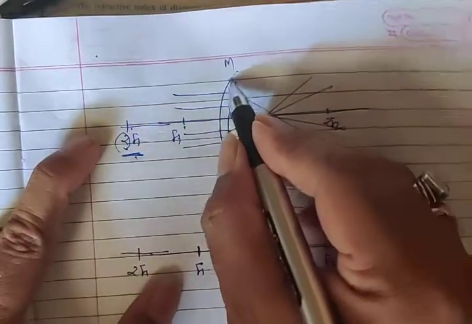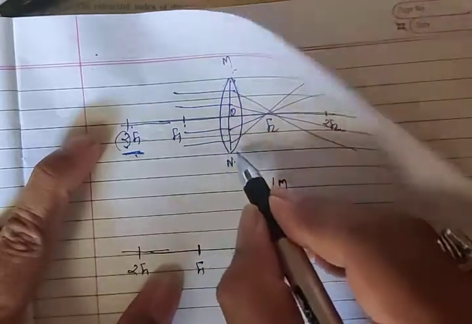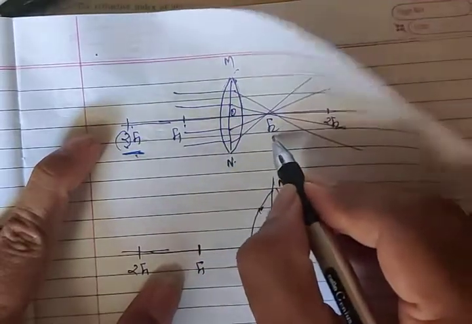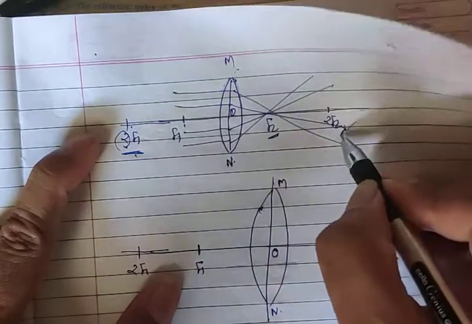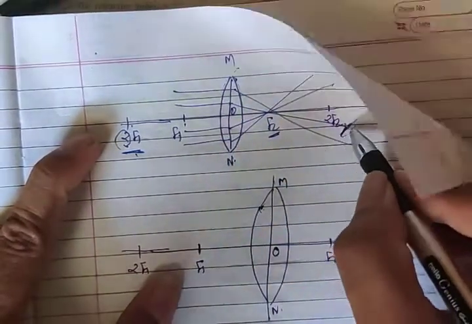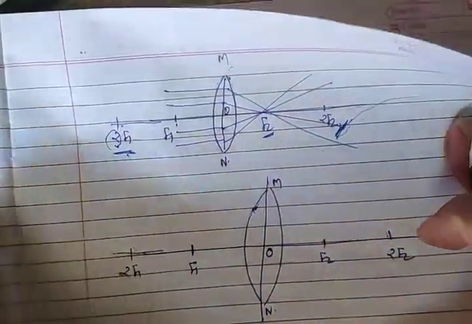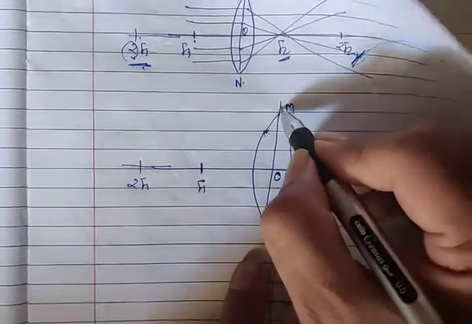Same thing for this particular part, that is M to N in this direction. This is the focal length f2. Double of that, the C of this particular part, we will now write as 2f2. So here the same diagram is something like this.